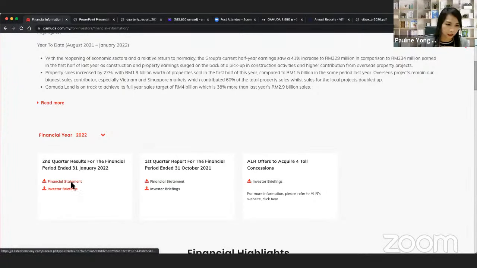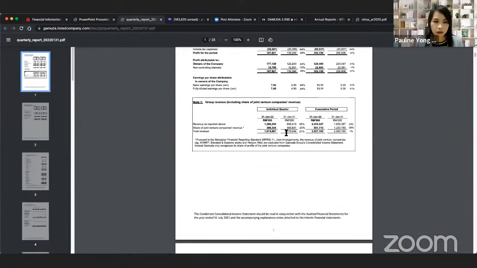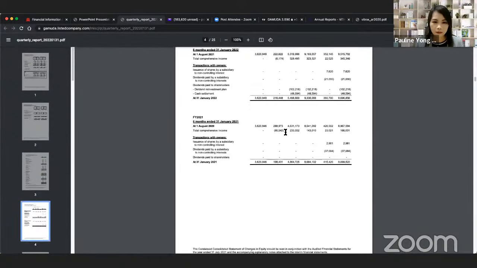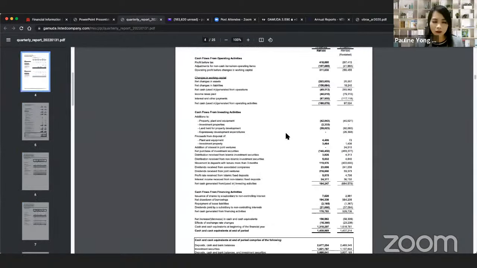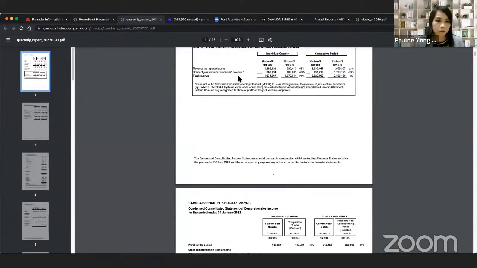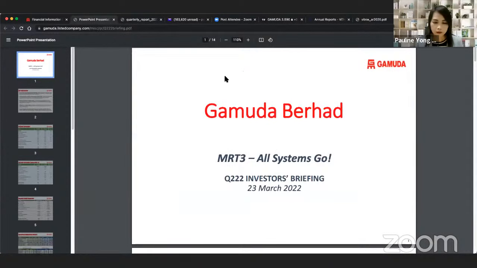There are two here. One is the financial statement, and one is the investor briefing. Not all public listed companies have this investor briefing. Usually they will just have the financial highlights, which is all numbers, all boring numbers. You wouldn't want to read all this very boring stuff, right? So you will click the investor briefing. That one is better. So this is the investor briefing for the second quarter 2022.